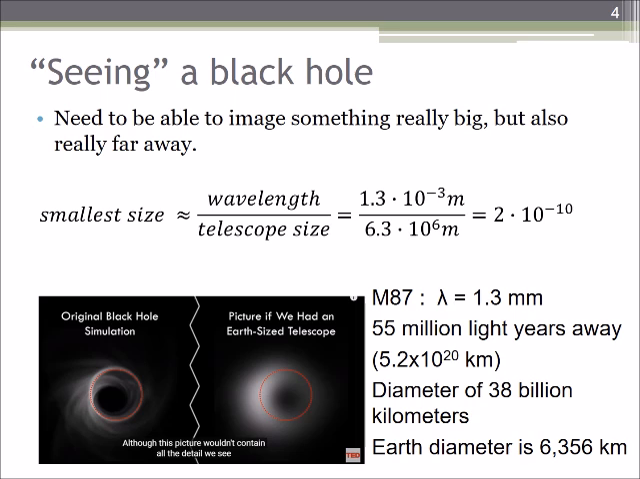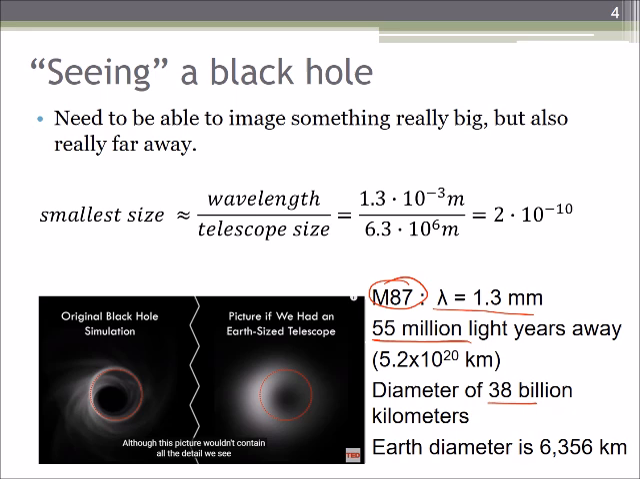They used a wavelength of 1.3 millimeters to view the black hole M87 in a galaxy that is not too far from the Milky Way. It is 55 million light years away, and it has a diameter of 38 billion kilometers.